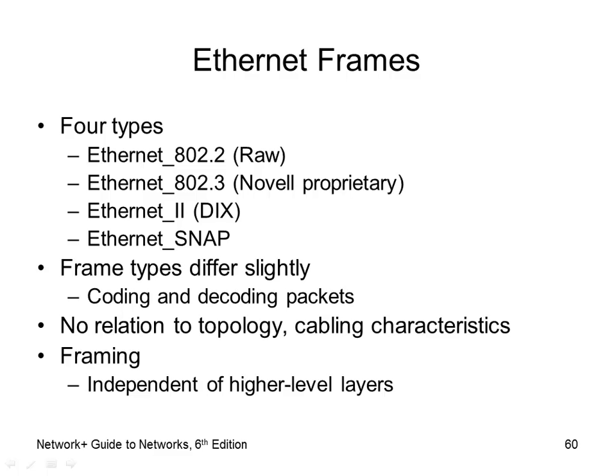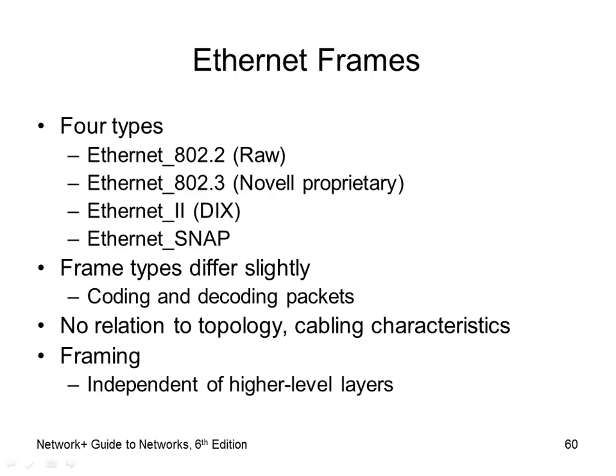All right, so Ethernet frames. Frames are how you put the data actually out on the network. And there are 4 types, 802.2, 802.3, Ethernet 2, and SNAP. They're slightly different in the way that they're coded, but they don't have anything to do with the cabling or the topology.